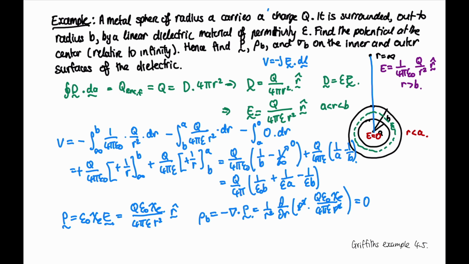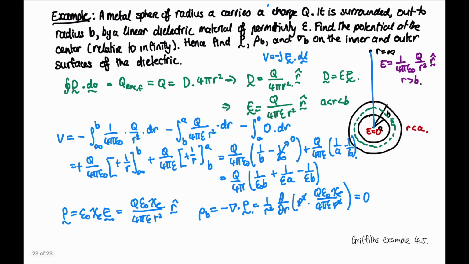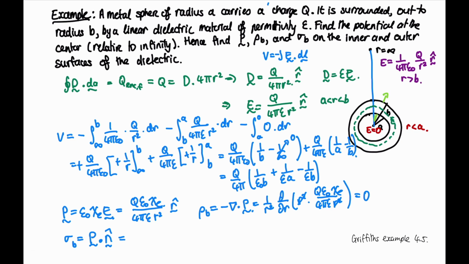And now to worry about the surface charge density. The surface charge density is given by the dot product between the polarization and the normal vector. And the normal vector is always out from the surface. So at B, the normal vector is directed out there. At A, the normal vector is directed in there like that. So we're going to get slightly different answers at our two surfaces.